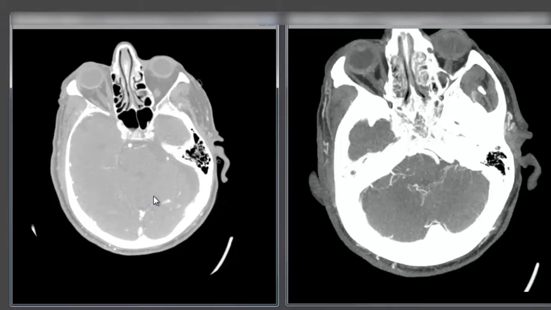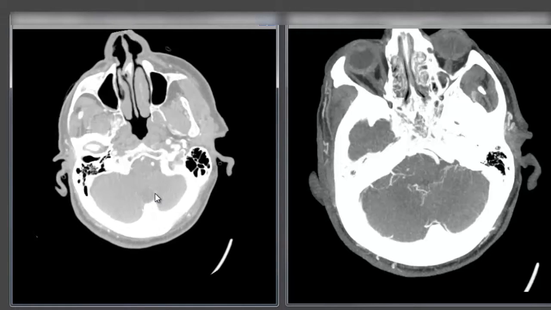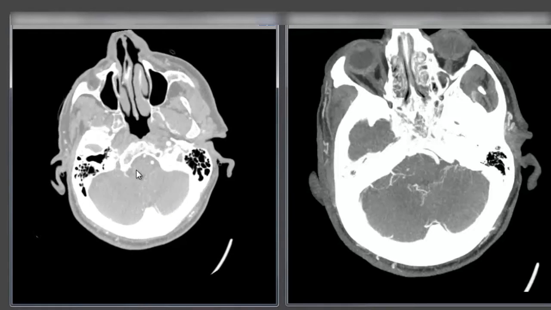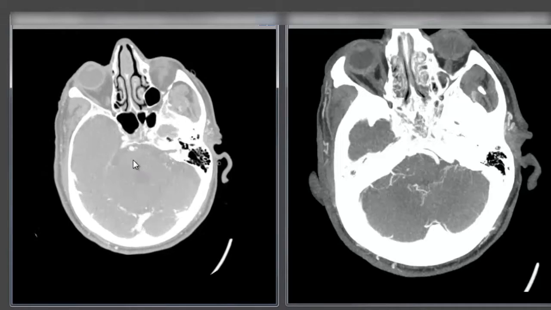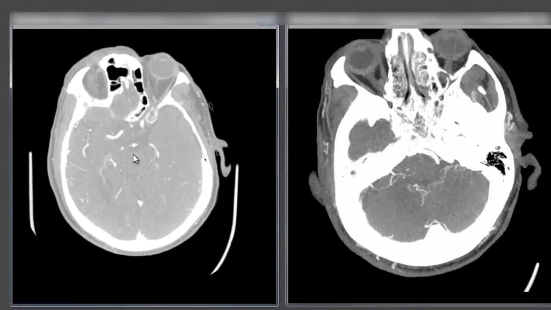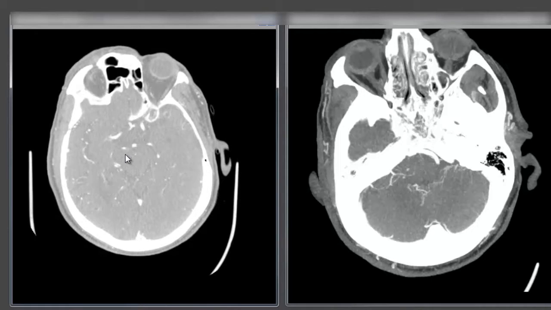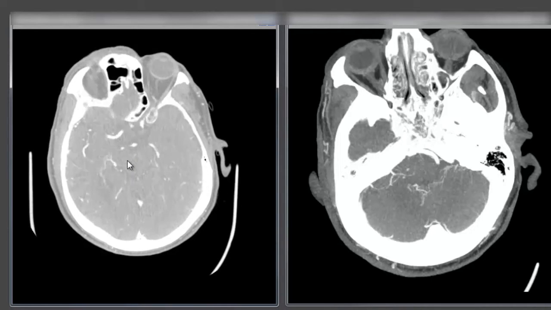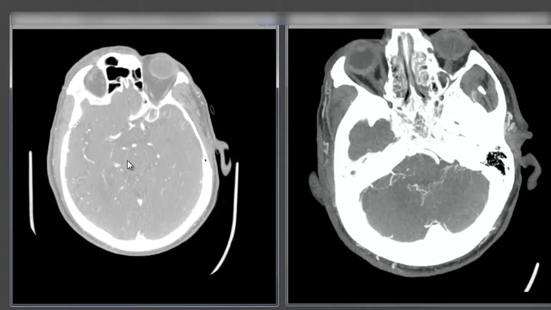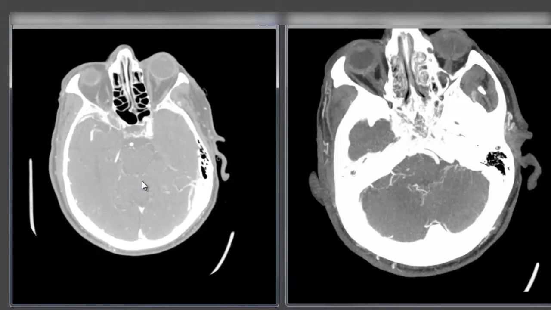So starting at the base of the skull, start looking at both verts coming up intracranially, forming the basilar, forming the top of the basilar, obviously not our main area of interest, but just to be methodical about it. Both PCAs coming off, so we see intact, normal anatomy without any large artery occlusions.